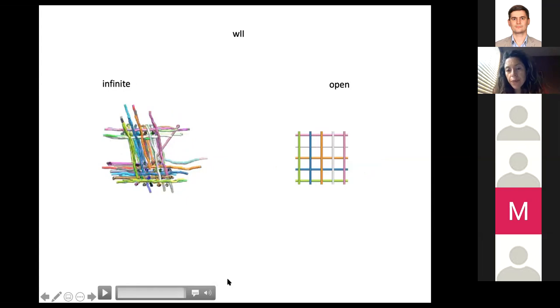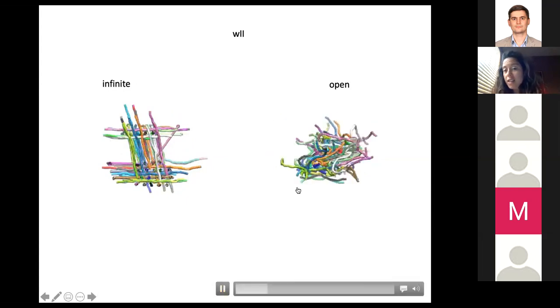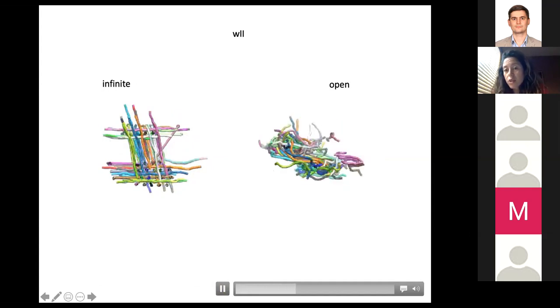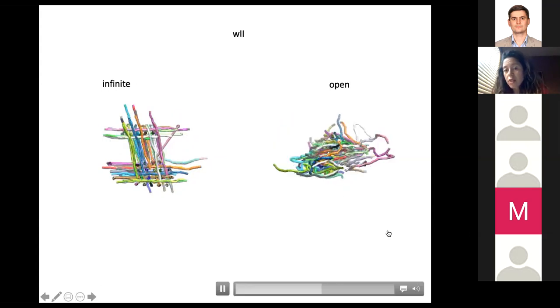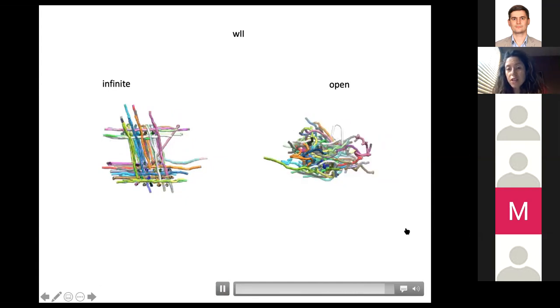Locally, we see again this bundling happening. And for the open, again, they could attain any conformation they want, but they are constrained by the presence of the other chains. Subtle differences, but these are what make the differences in the materials.